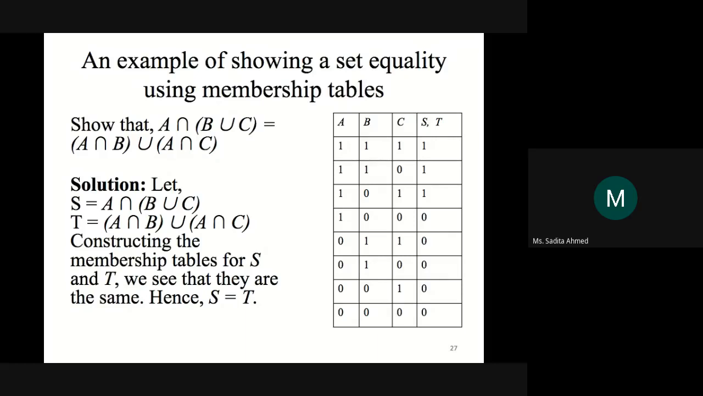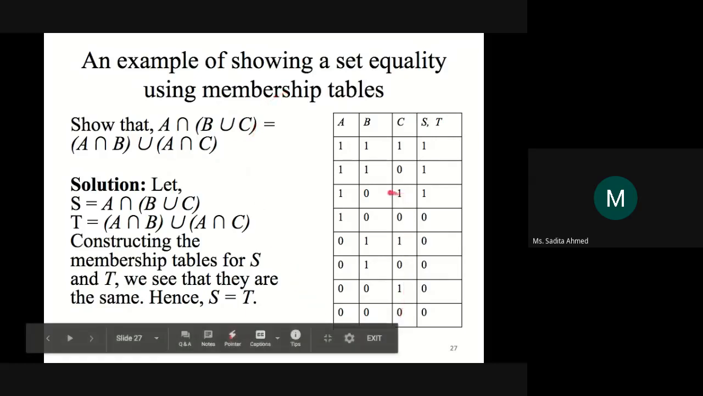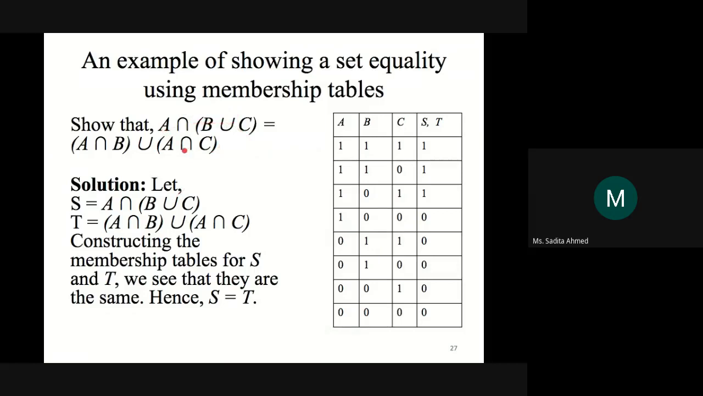Now, if you think about it, throughout the membership table, if you see that the elements that are there in one set are also there in the other set, and the elements that are not there in one set are not there in the other set either. That is, you have the same elements belonging to both sets. In that case, you can say that they're equivalent to each other, right? That is the idea of the membership table.